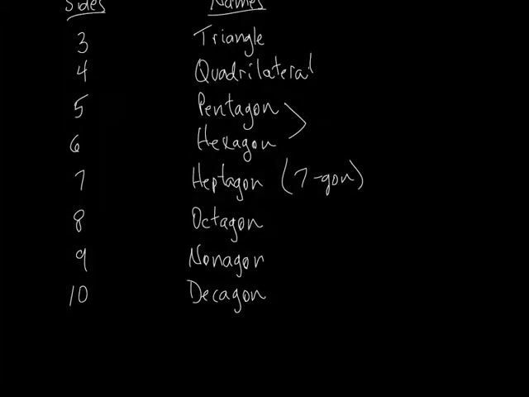Septa is a prefix for 7, yes, but I think this book uses heptagon. But you rarely deal with a 7-sided figure, so that's probably why the other book just said 7gon. But I guess you could call it a septagon. I don't think I've ever heard anybody call it that, but that is a prefix for 7, though.